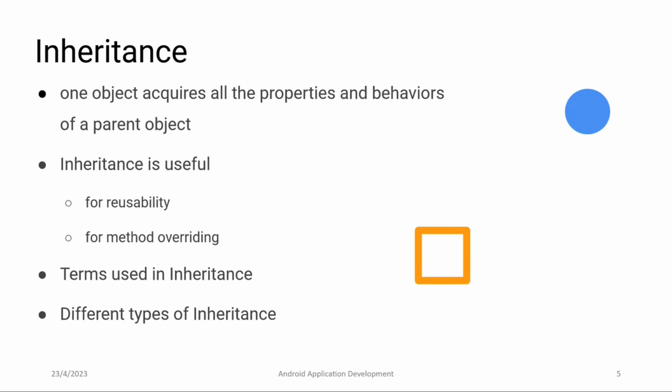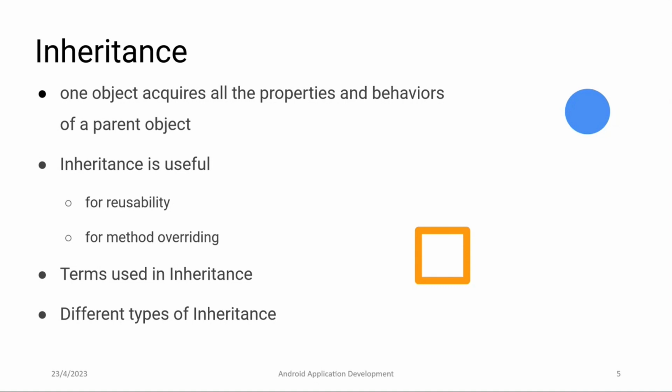And why do we use inheritance? Simply for code reusability and for method overriding. When I say method overriding, this is one of the steps in polymorphism, which we will be looking into with the help of an example in the next slides. But now we'll only talk about inheritance.